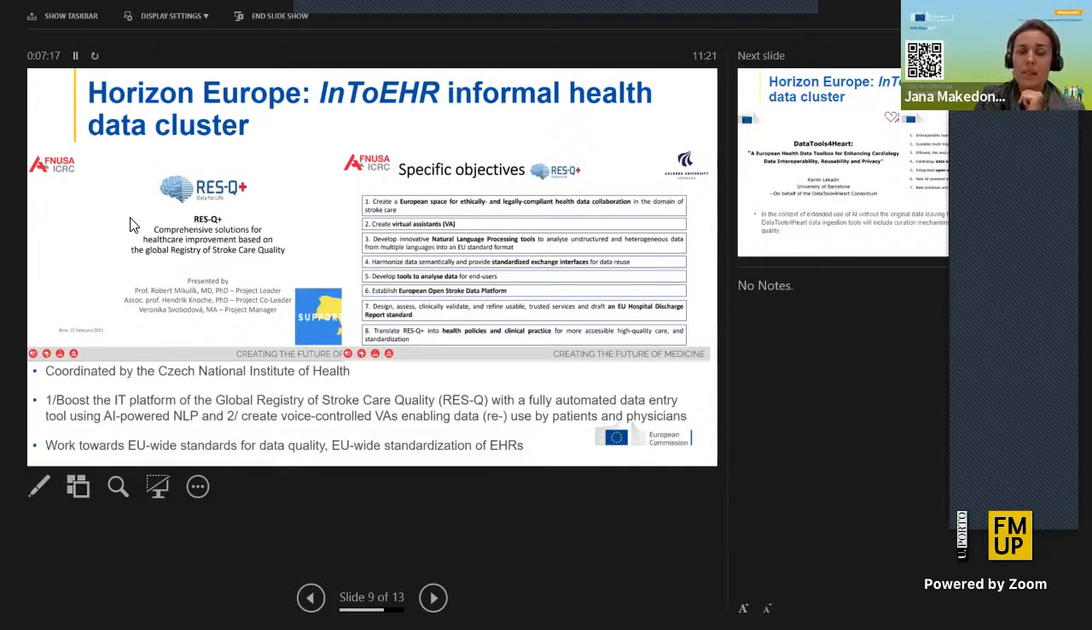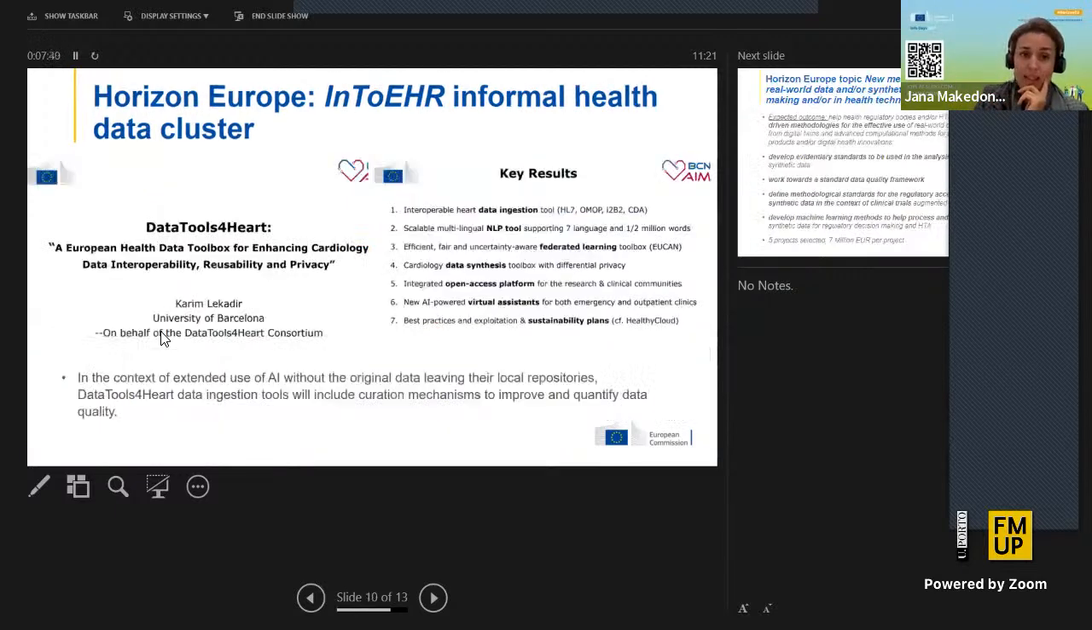They're quite ambitious, but sometimes at this stage a bit unclear on what they're going to do in terms of data quality, such as the Rescue Plus project, which is really about automating this data entry tool that is of the global initiative. You may have heard about the registry of stroke care quality, the so-called Rescue, and they just say that they want to contribute to EU standards for data quality.